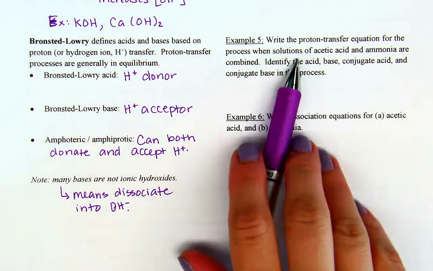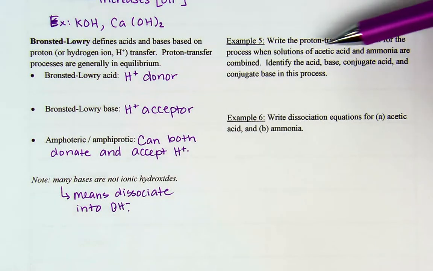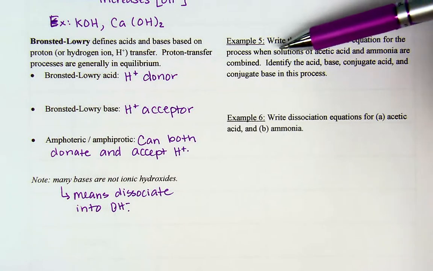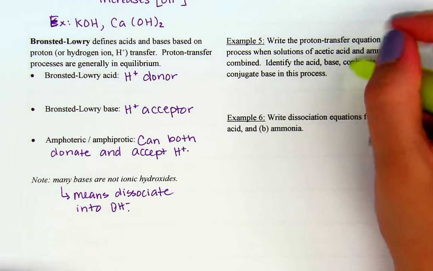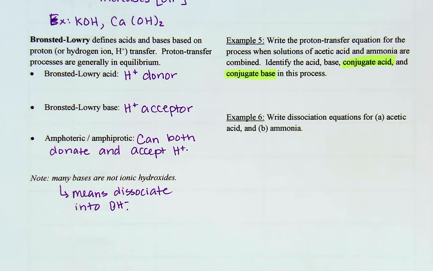Okay, example 5. Let's take a look at the Bronsted-Lowry definition being used. Write the proton transfer equation, so just the donor-acceptor thing, for the process when solutions of acetic acid and ammonia are combined. Identify the acid, base, conjugate acid, and conjugate base in this process. Now, you should have learned what a conjugate acid and conjugate base were in your first-year chemistry class. If you didn't, we'll go over it briefly.